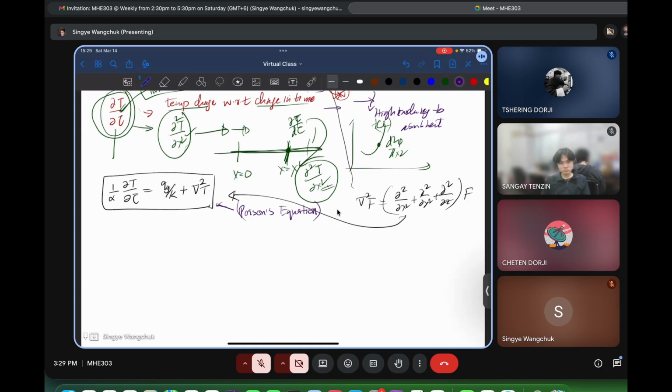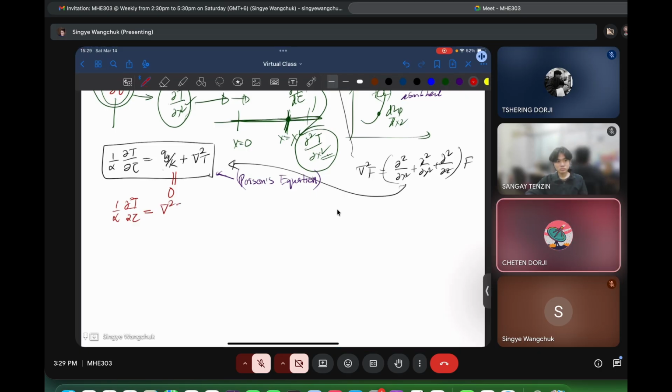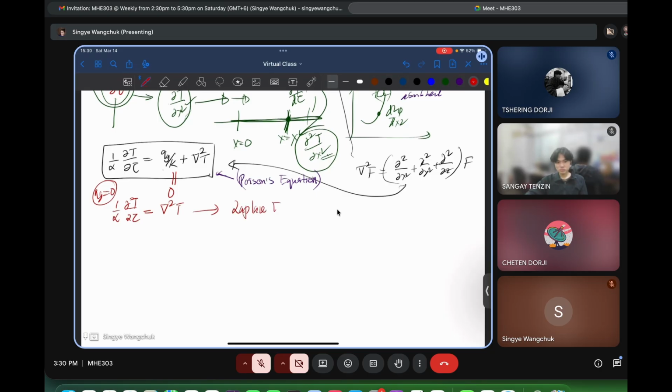Okay, and then if you treat that your element does not generate any heat, then you can say Qg is 0. So what will you get now? Alpha equals del T upon del tau equals to the second derivative terms, with Qg equal to 0, because your element does not generate any heat. So this is called the Laplace equation.